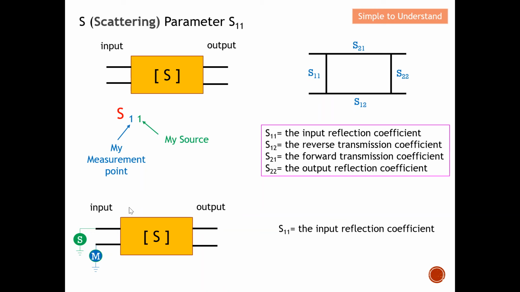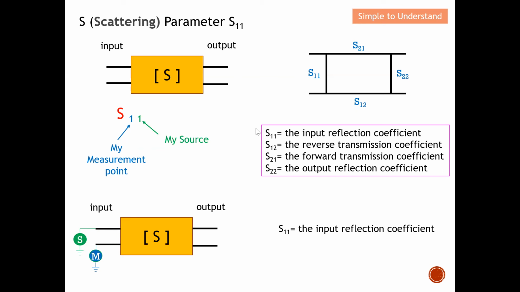I have redrawn this two-port network diagram so that you will be able to understand what S11 is doing. As I told you, I'm putting my source at port 1. Over here in green, you can see this is my source, which is put at port 1. This is port 1, this is port 2. So I insert my source at the input. Where will my measurement be? My measurement will also be at port 1, which is over here.